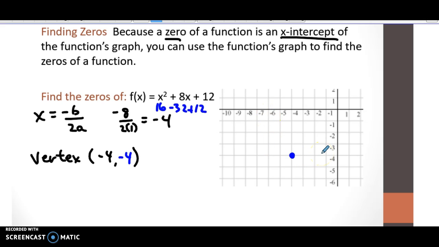So now let's go ahead and make our xy table and see what other points we can find. Okay, so considering where my vertex is, I'm definitely going to want to look at the points probably negative 6 and negative 5, and probably negative 3 and negative 2.